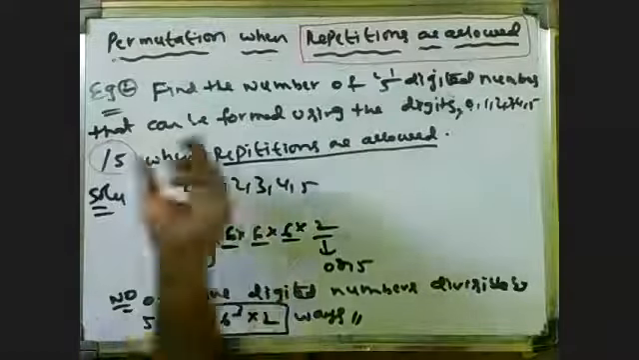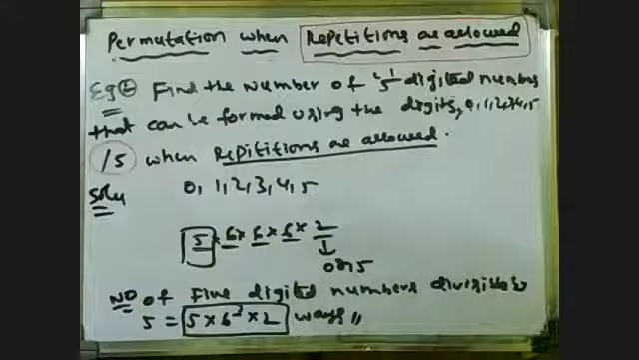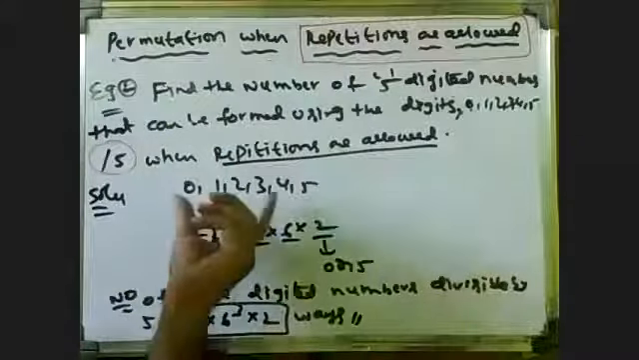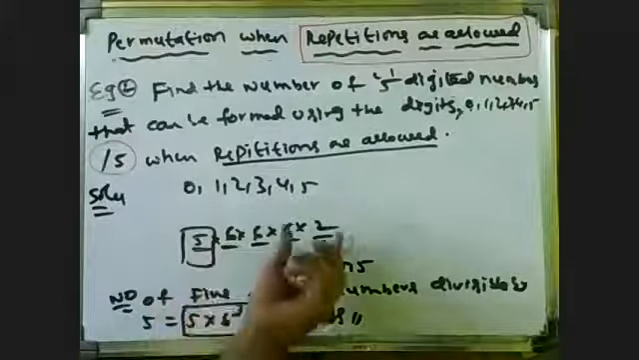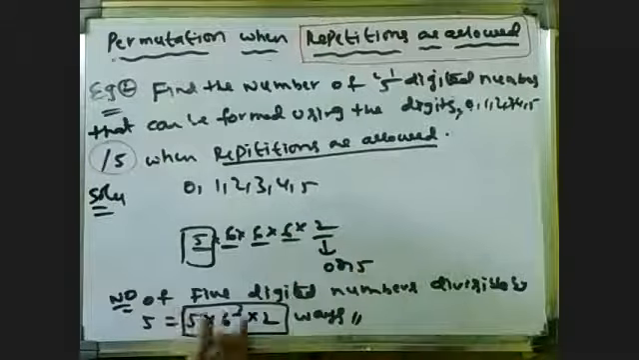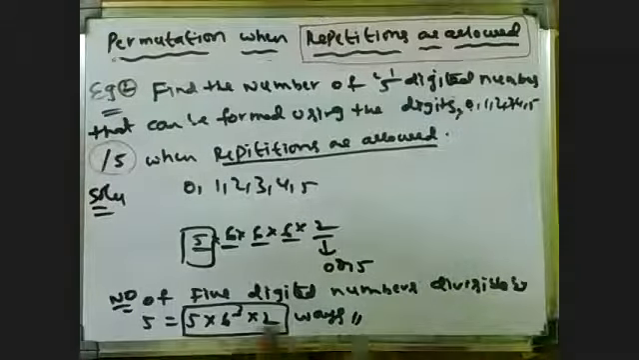Find the number of 5-digit numbers that can be formed using the digits 0 to 5 when repetitions are allowed. First place should be any one of the non-zero numbers. Last place should be filled by 0 or 5. Then 5 into 6 cube into 2 ways. Number of 5-digit numbers divisible by 5 is equal to 9.